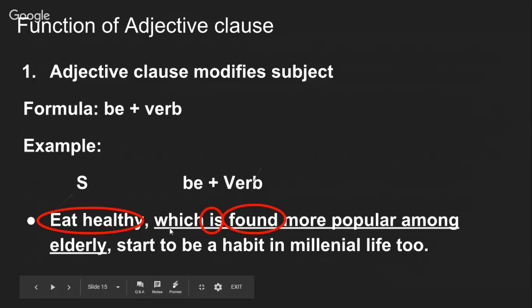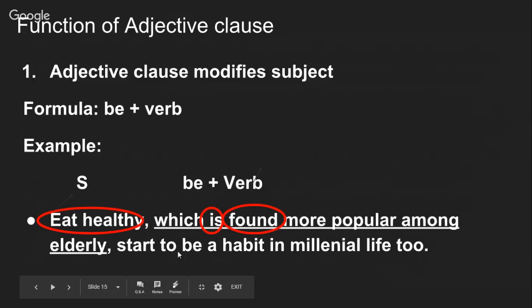So just for example, eat healthy, which is found more popular among elderly, start to be a habit in millennial life too. So which one is the marker, Frisca? Can you show me? Okay. How about the subject? Eat healthy. Okay. So can you find be and verb after the marker? Be will be is and the verb is will be. It will be found.